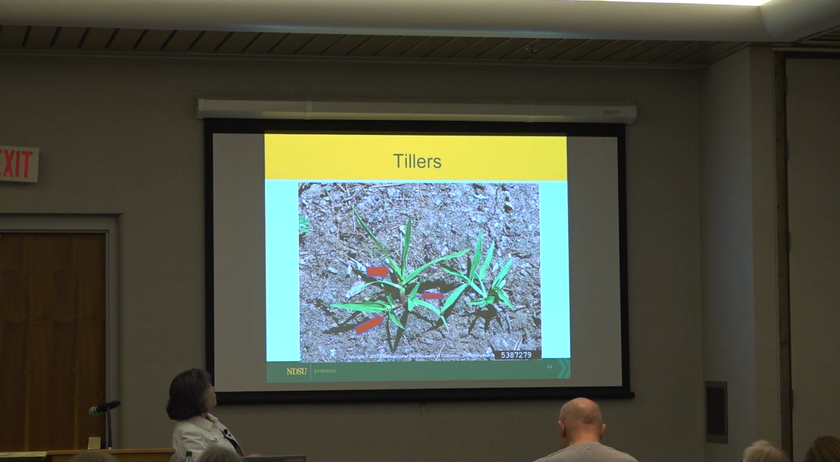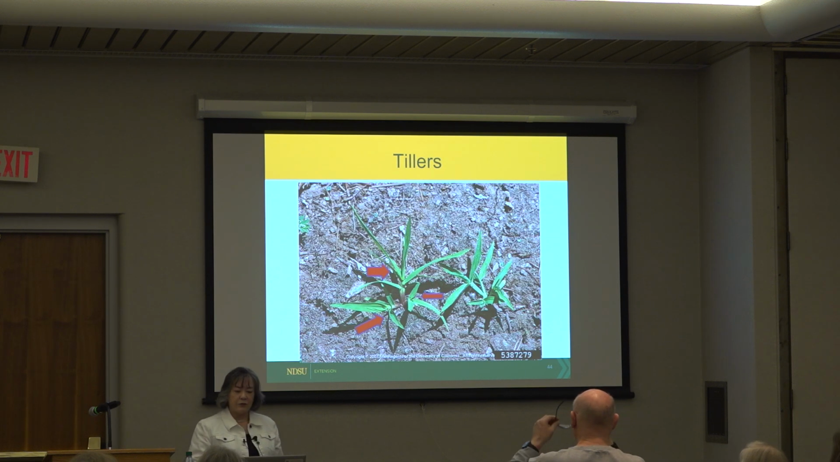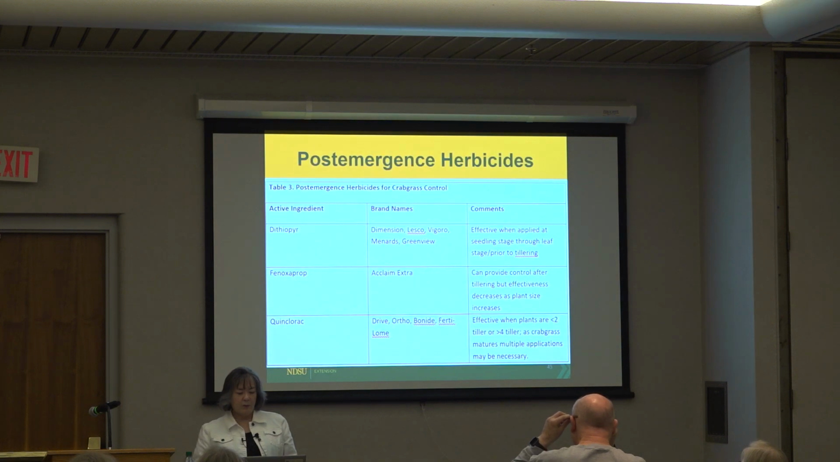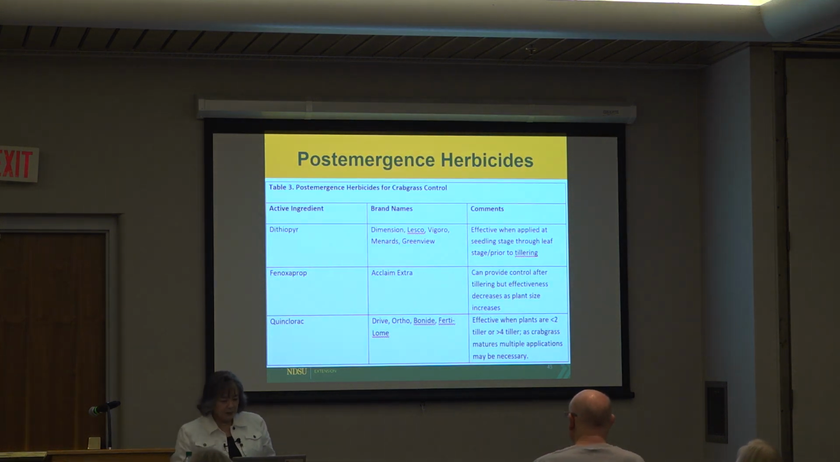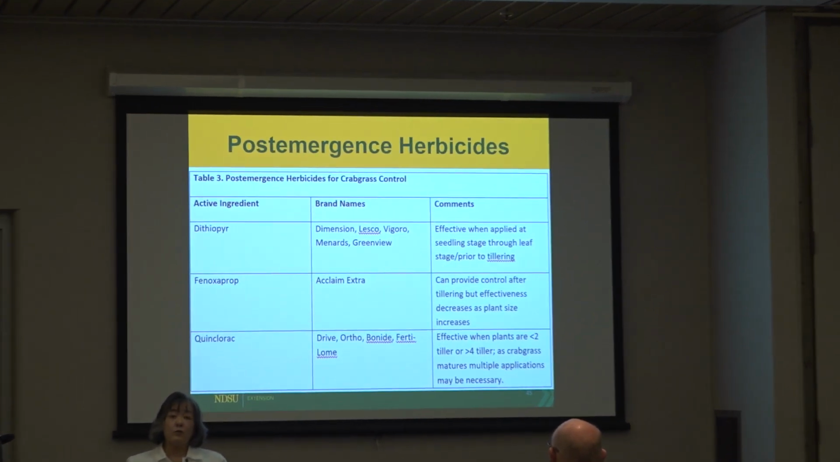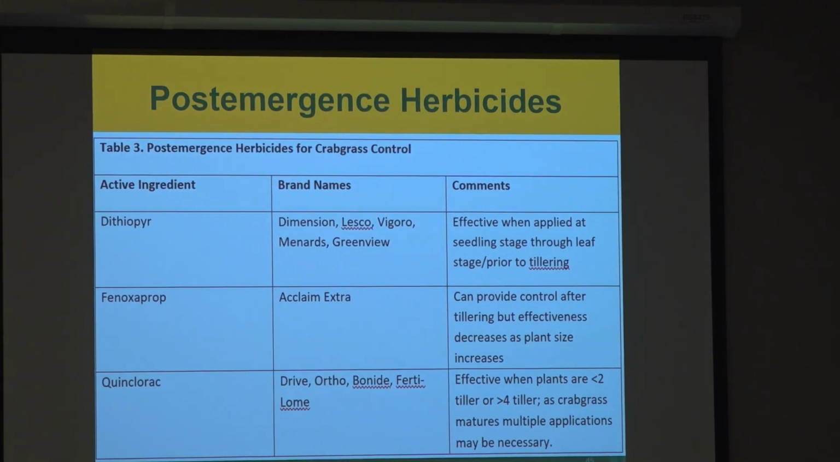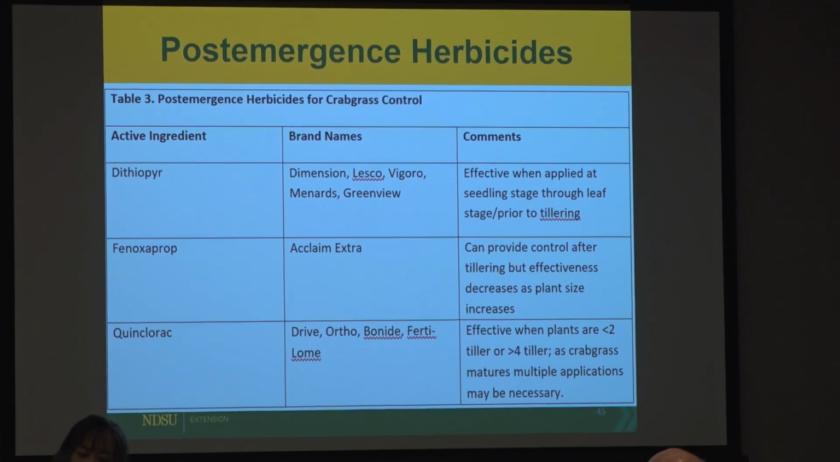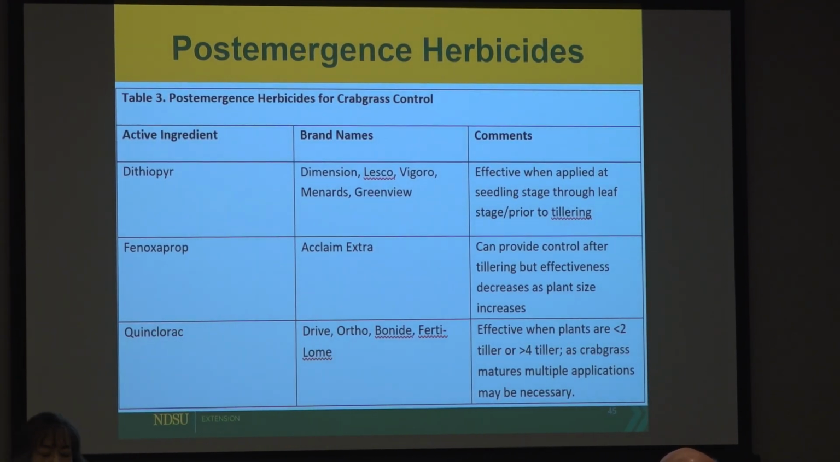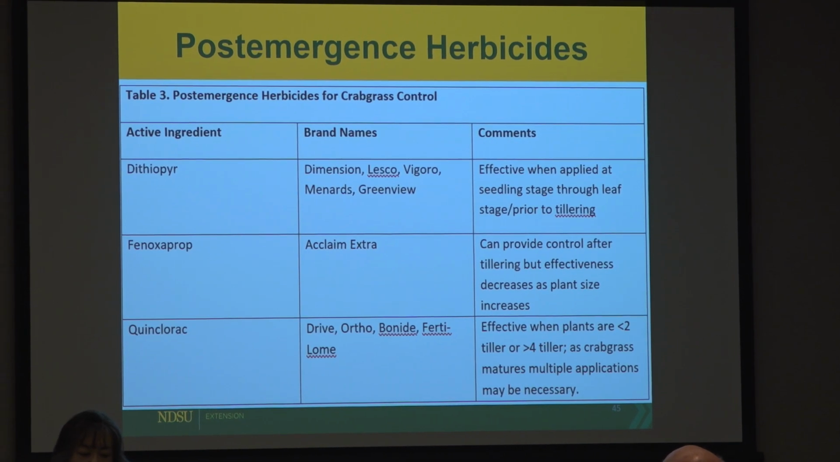So here we've got a crabgrass. I've got crabgrass, and you can see we've got 3 offshoots here. These are the tillers. And that'll become important here in a minute. So here's a list of those post-emergence herbicides with the active ingredient on the left, some common brand names in the middle, and then an explanation on the right.